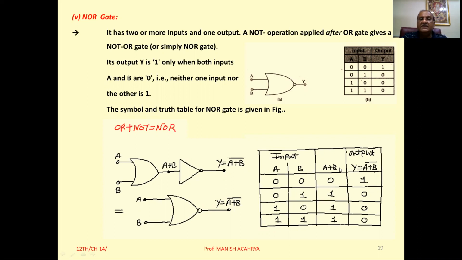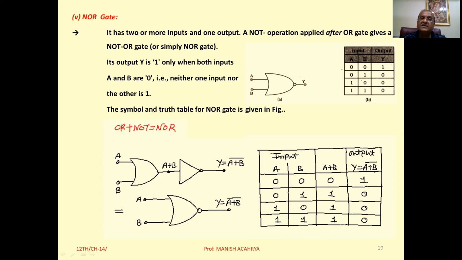Now concentrate here. This output of OR gate is the input of NOT gate, and NOT will give you the opposite. So 0 to 1, 1 to 0, 1 to 0, 1 to 0. It implies that we can represent the working of NOR gate like this. If all the inputs, A and B both, are absent, then you are getting output. But in any other combination of input, you are not getting output. So this one is the working of NOR gate.